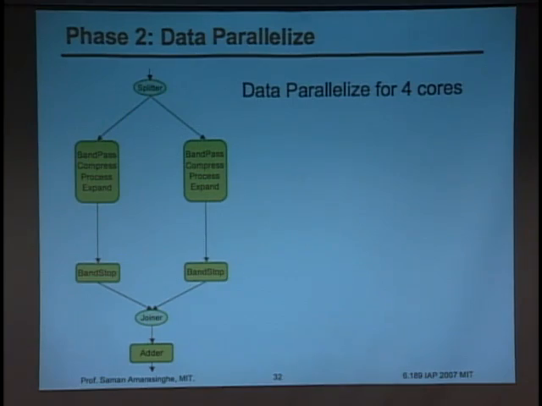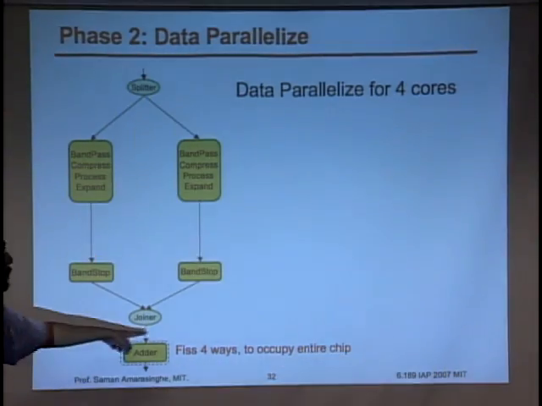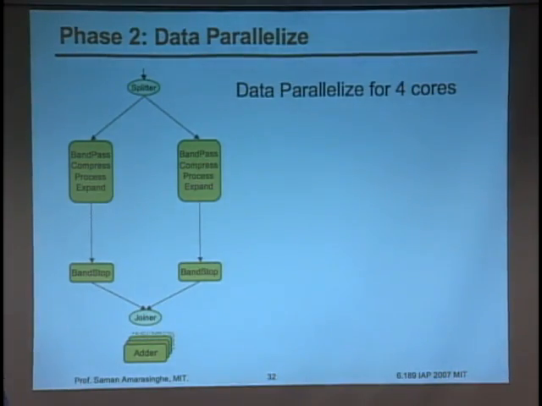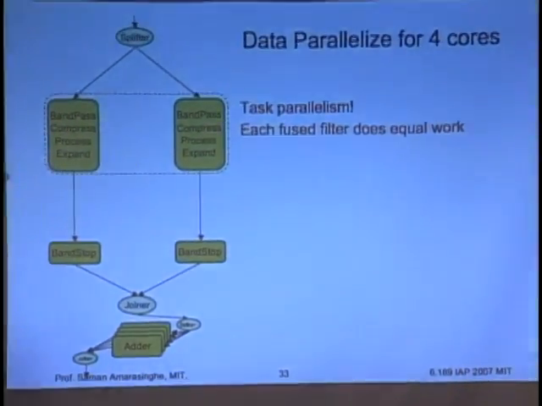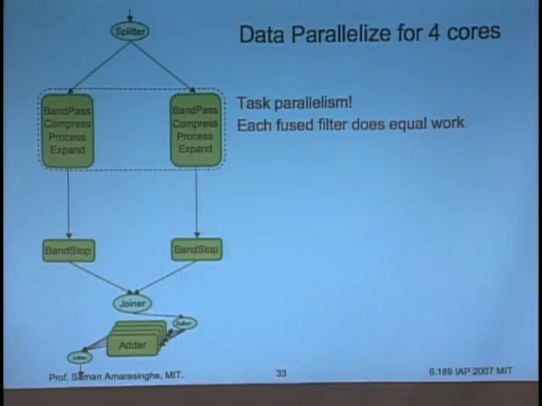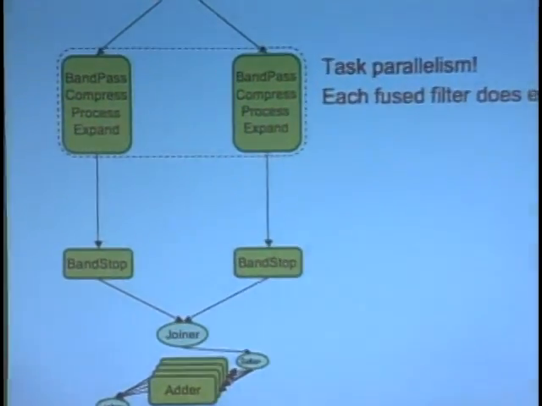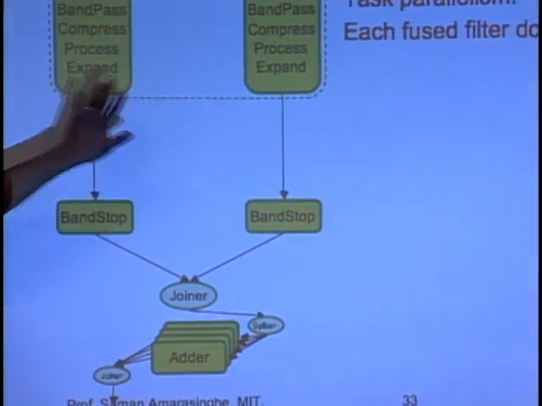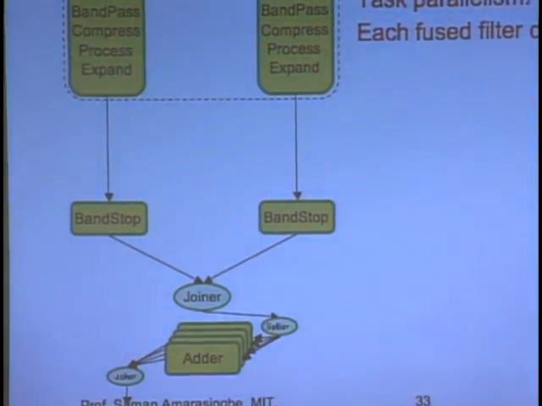And the next thing is you want to data parallelize into 4 cores, and this one you can fiss 4 ways in there. But the interesting thing is when you go into this one, you realize, hey, there's some task parallelism. Okay, we know there are 2 tasks that have the same amount of work in there. So fissing these 4 ways and fissing these 4 ways and giving the entire machine to this one and giving the entire machine to this one might not be the best idea.